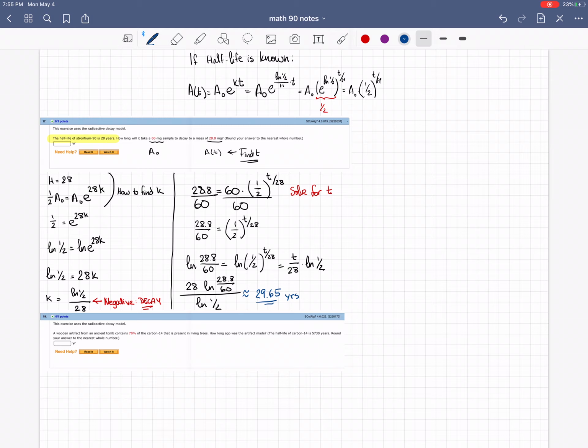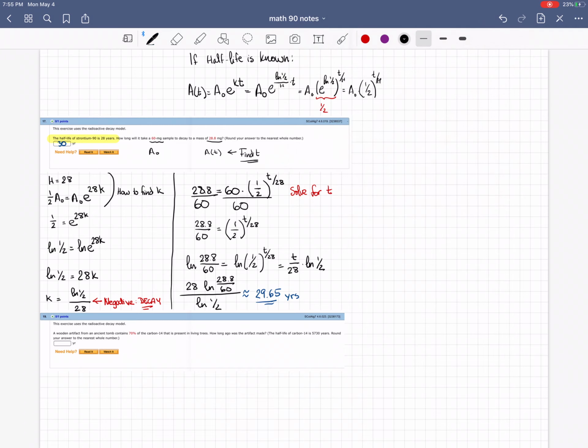But of course, in the problem, we're told to round to the nearest whole number. So I'll do that, and I have 30 years. So again, this fits with our reasonable estimate because it's very close to the half-life, but a little bit more. Okay, let's look at this next problem.